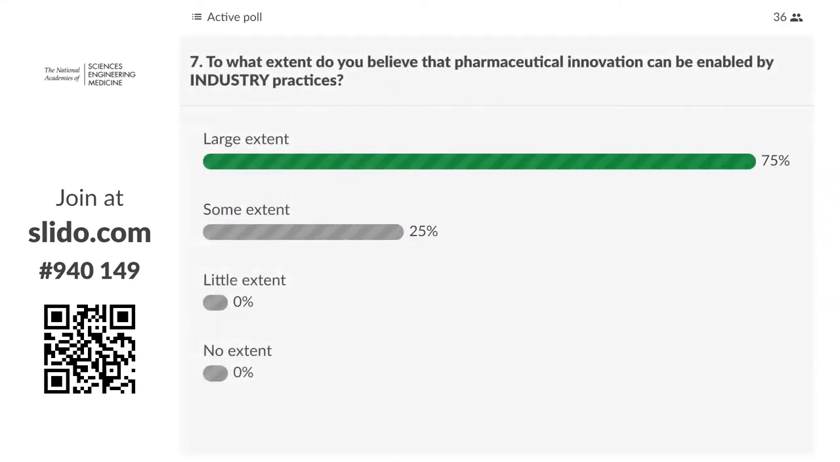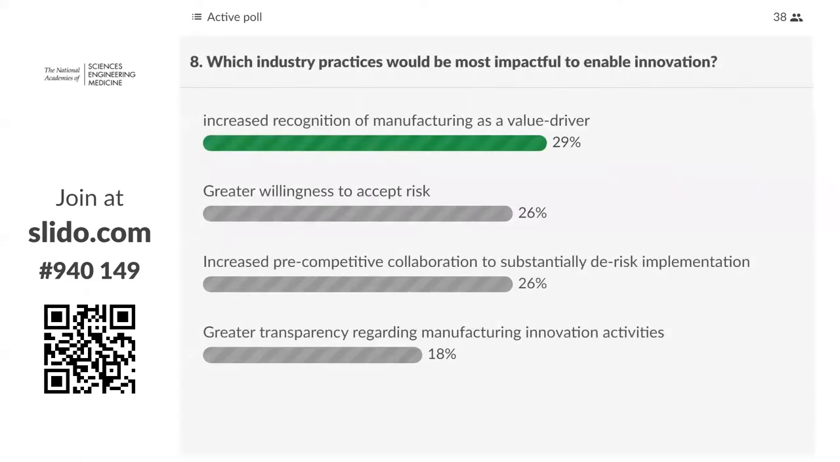Okay. And this was interesting. Based on the attendees, the participants in the workshop, and the large number of industry members, it would appear that the community believes that industry practices are really a significant opportunity to enable innovation. And so to a large extent, the culture to enable pharmaceutical innovation, right, is in the hands of industry practices. Right? And the next question, please.